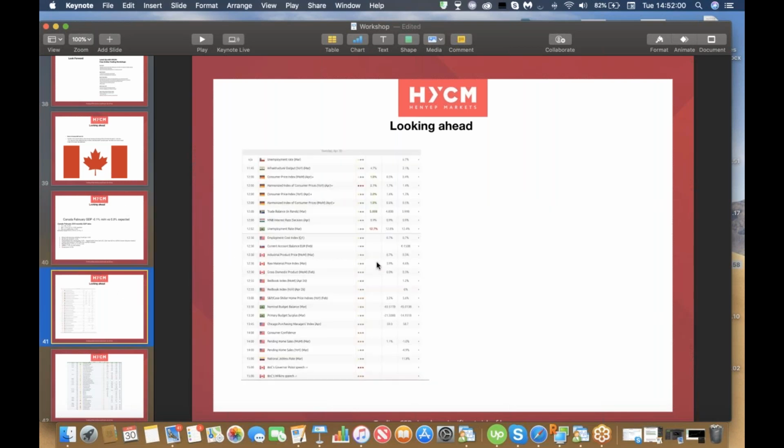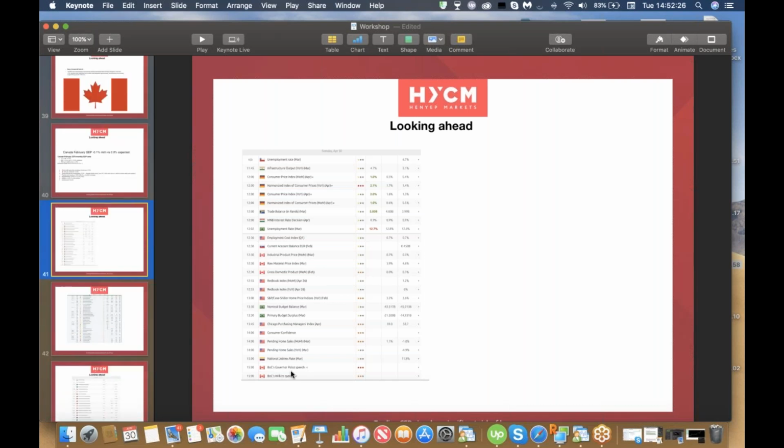So that came out. Looking ahead, we do have Poloz speaking at 3 o'clock. So be aware of that. That's coming up shortly. So he could obviously comment on the GDP, and he might comment on rate hikes or rate cuts. So, obviously if you're trading the Canadian dollar, you need to be very careful around that event. Potentially listen to the speech. There could be opportunities for trading the speech.